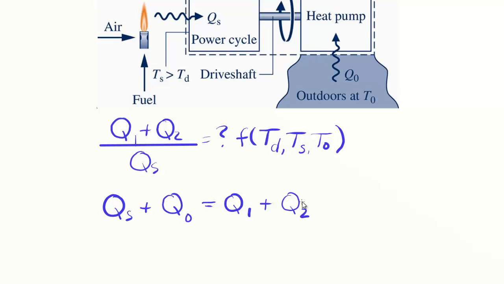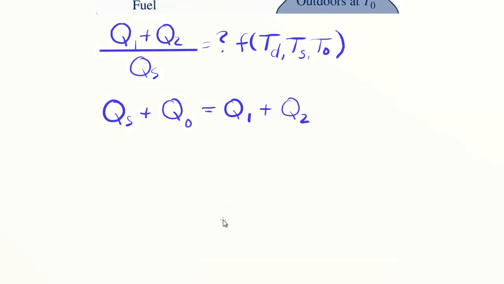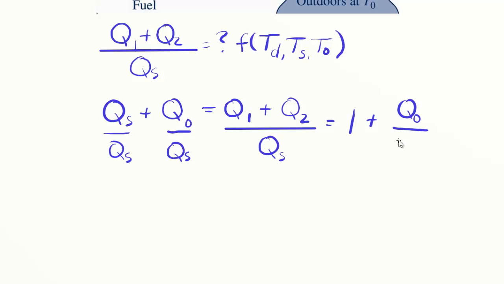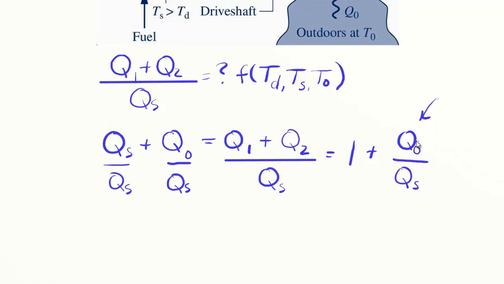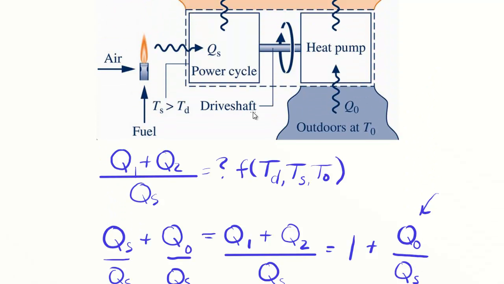Now what we're looking for is Q1 plus Q2 divided by Q from the source. So we have Q1 plus Q2 on this side. All we have to do is divide by QS on both sides. So if you do that, you get something. If I divide by QS over here, you have this divided by QS, this divided by QS, and that is equal to 1 plus Q naught over QS. So here's what we're looking for, and here's what we need to replace. We need to replace this ratio, Q naught over QS, with a different set of things dealing with these temperatures.